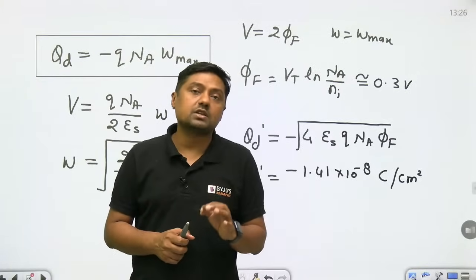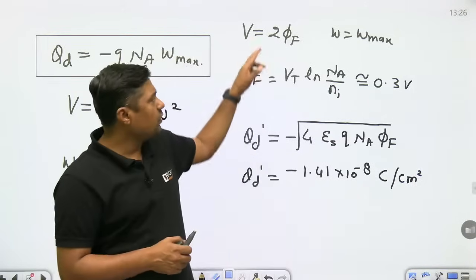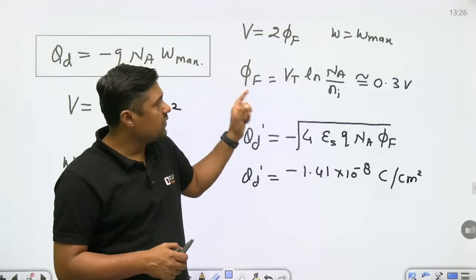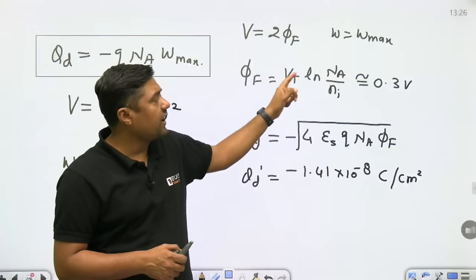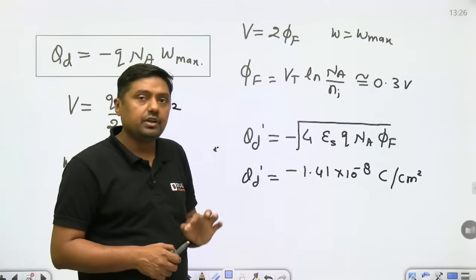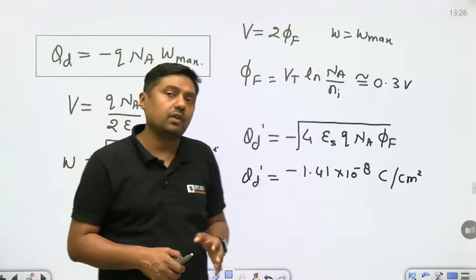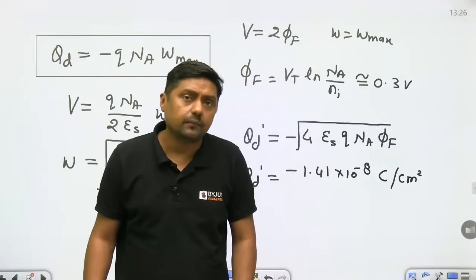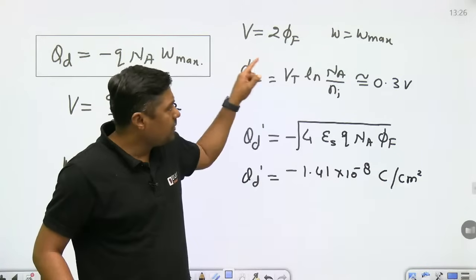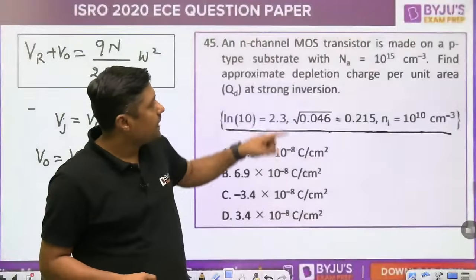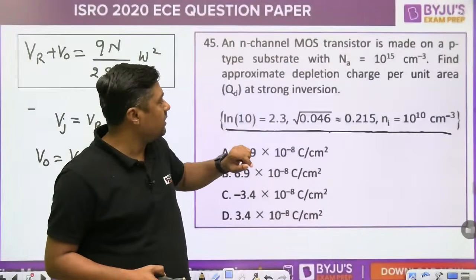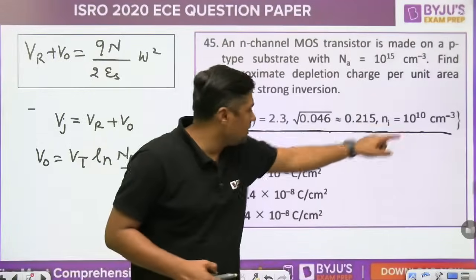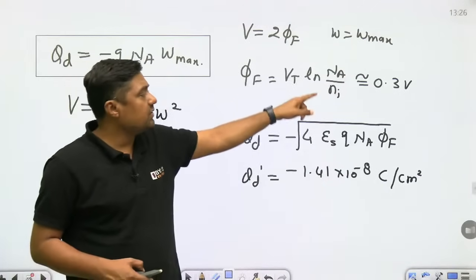2 times the work function, that is phi f. What is phi f? Vt log of Na upon Ni, where Na is the acceptor impurity concentration and Ni is the intrinsic carrier concentration. What is given in the question: Na is given as 10 to the power 15, Ni is given as 10 to the power 10. From that, Na is given, Ni is given, Vt.